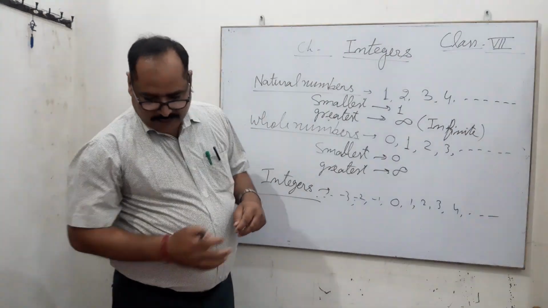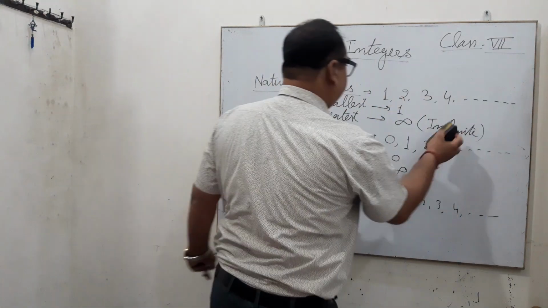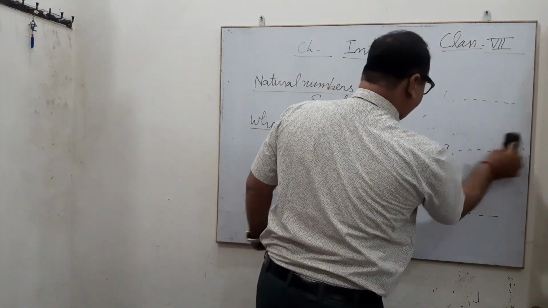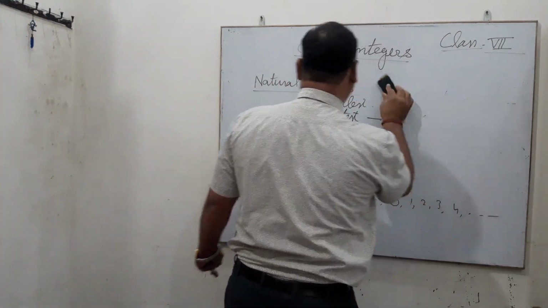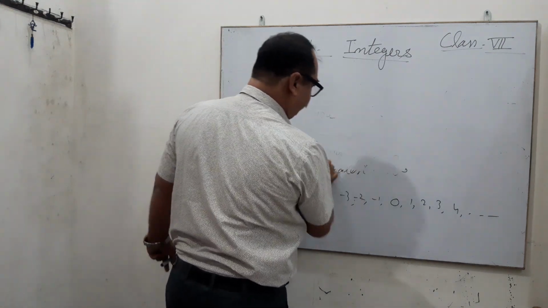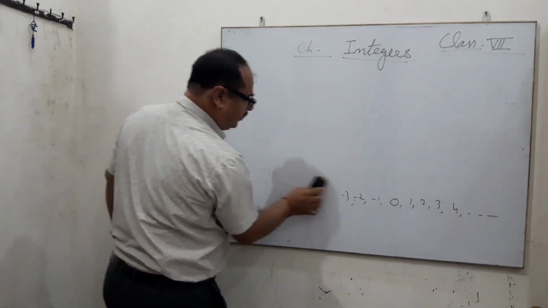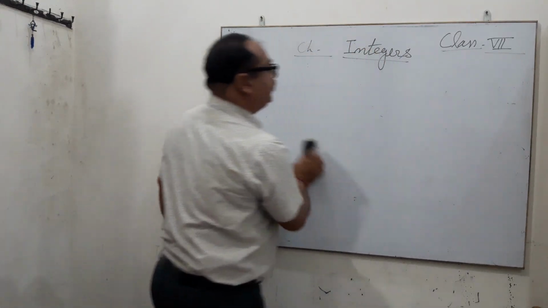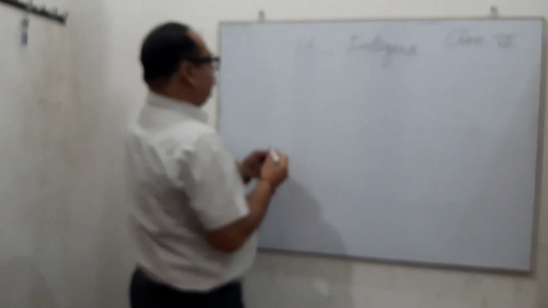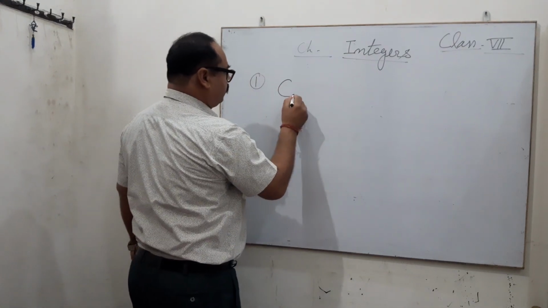These are the integers. Now I will explain some properties regarding integers: how can we add, how can we subtract, how can we multiply, or how can we divide the integers. The first property is called closure property.